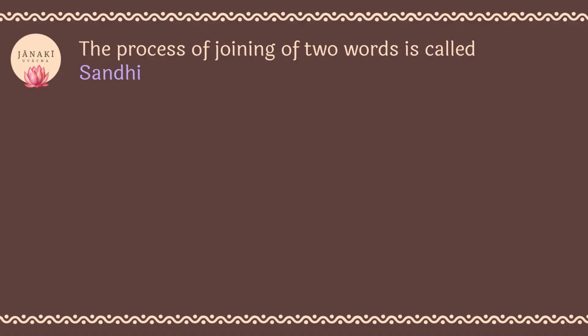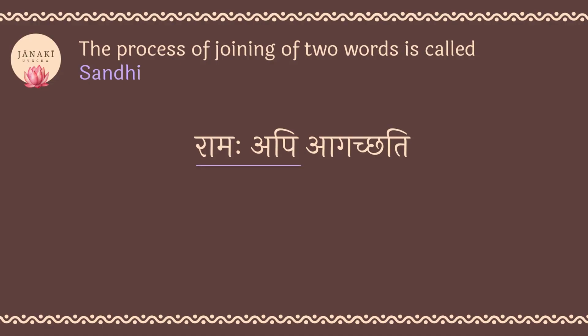What do I mean when I say that there should be no gap between the two words? If we take the sentence Ramaha api agacchati, Rama also comes. The words Ramaha and api are not interrupted by any other word or letter, so they can both join to give Ramopi. However, the words Ramaha and agacchati are interrupted by a word, api, so they cannot join in this sentence. Similarly, api and agacchati are not interrupted by any other word, so they join to form apyagacchati.